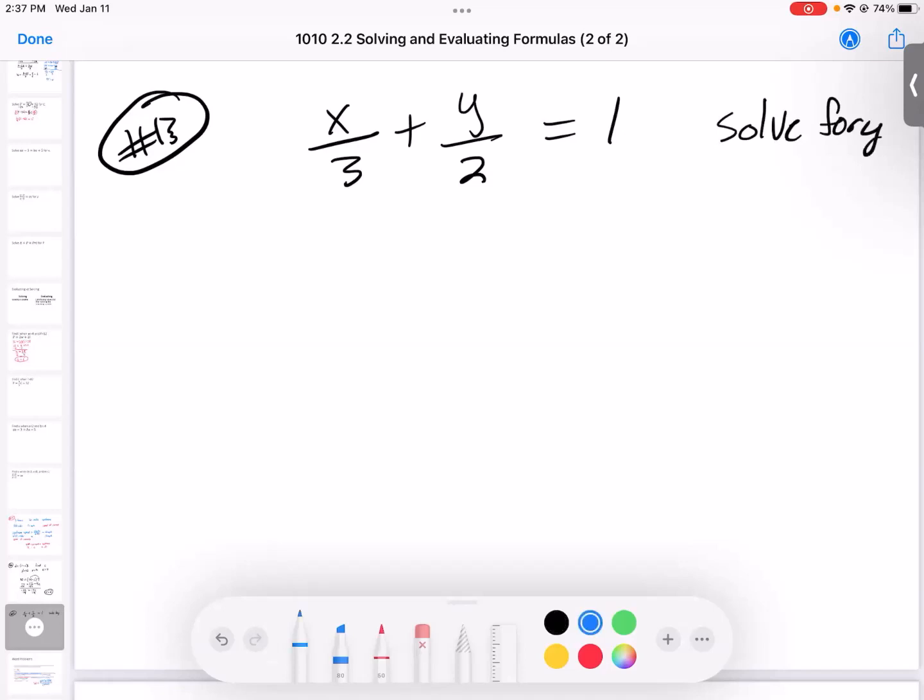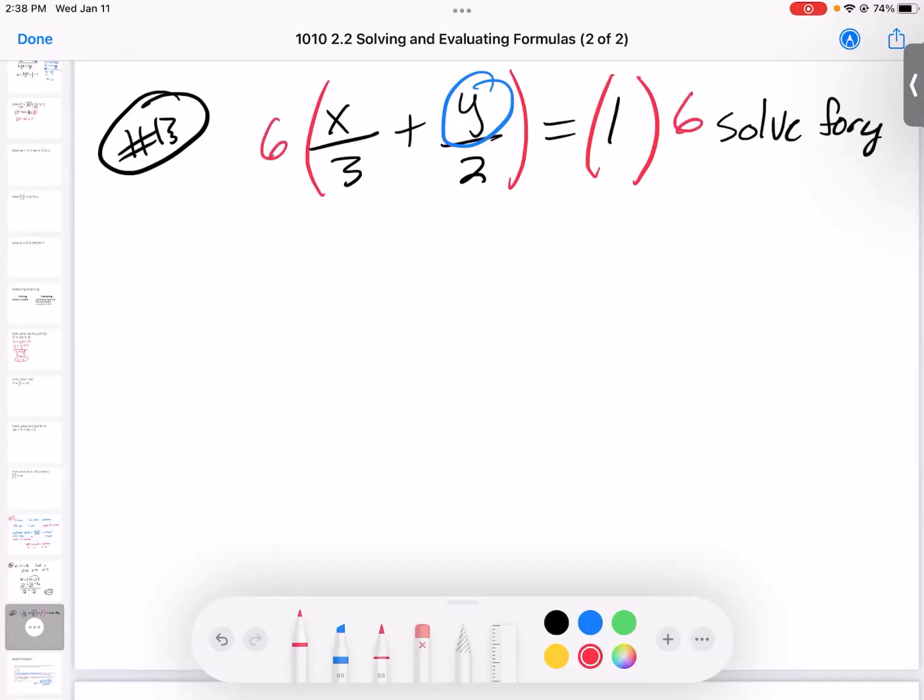So since we're solving for y, we're going to treat y like a variable, but we're going to treat x as if it were a number. So if x was a number, like let's say it was 5, and you have 5/3 plus y over 2 equals 1, you could subtract the 5/3, or in this case, x/3 from both sides. But it'd be a lot easier if you didn't have any fractions. So this is the place where you would use the trick that we learned last class, where you multiply both sides of the equation by the common denominator to make it so you don't have any fractions at all. In this case, the common denominator would be 6.